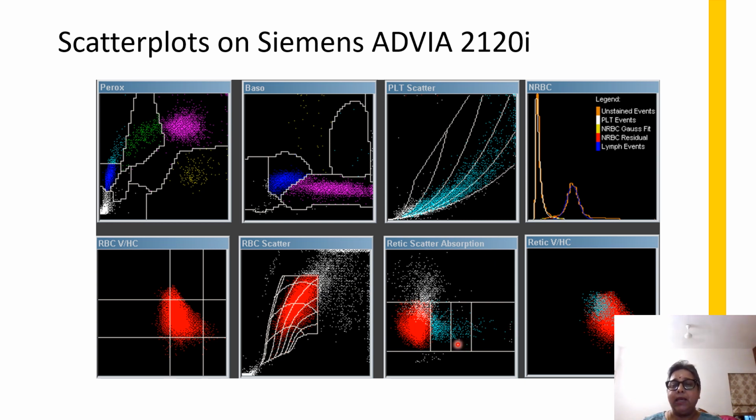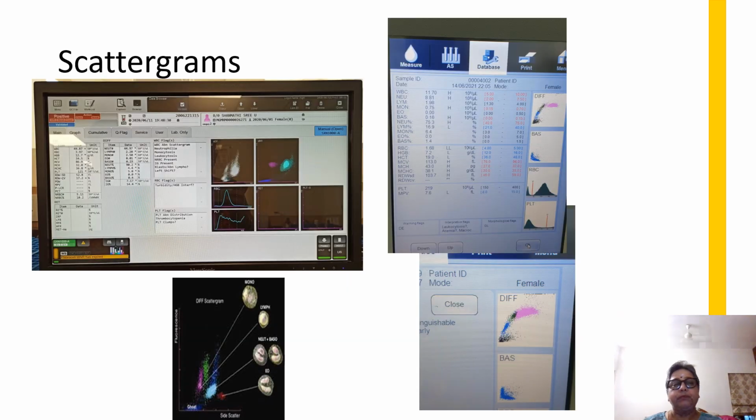So you can see that today's cell counters, because of the optical technology that they're using, give you so much of information about each and every cell type that is present in the sample. Now, don't you think that this is definitely more informative than just a series of numbers that we get on our report?